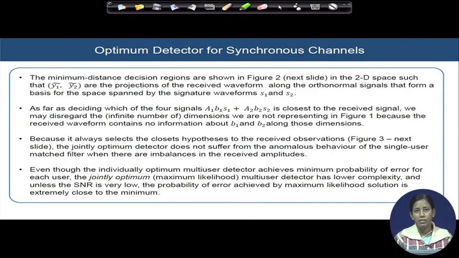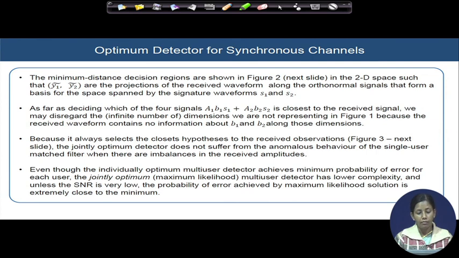Basically, in the 2D space, y1 tilde and y2 tilde are the projections of the received waveform on the orthonormal signals that form a basis for the space spanned by the signature waveforms S1 and S2. These decision regions are shown for the transmitted signature waveforms S1 and S2 in that figure. We are trying to decide among the 4 signals, such that A1 B1 S1 plus A2 B2 S2 is the closest to the received signal.